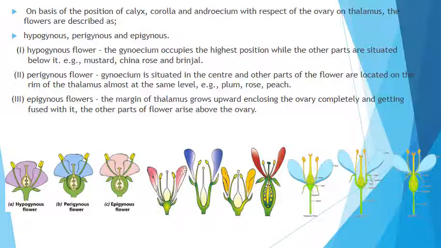And the third one is epigynous flowers. These are flowers in which the margin of the thalamus grows upward, enclosing the ovary completely. That means it covers the entire ovary and gets fused with it. The other parts of the flower arise above the ovary. The diagrams are given below. You can refer to the diagram.